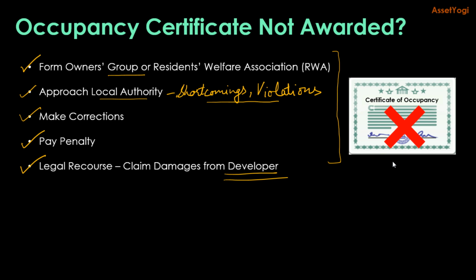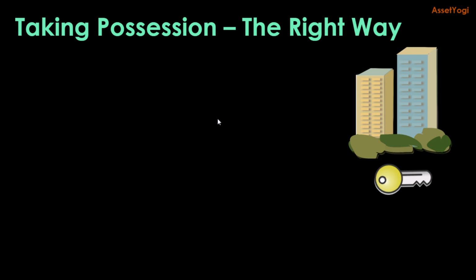Now suppose you have not yet taken the possession of your property. Let's see what is the ideal process of taking the possession. So when a builder approaches you with the offer of possession and he asks you to make the final payment, you should first ask him whether he has received the completion certificate, because generally in a construction linked plan you are supposed to make the final payment only after you get the possession.